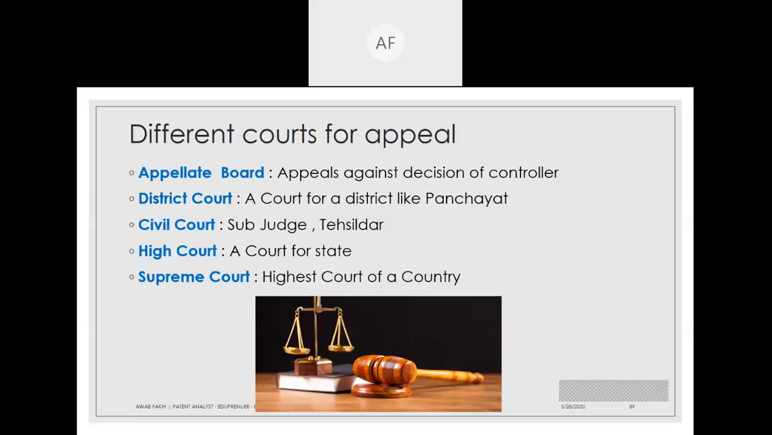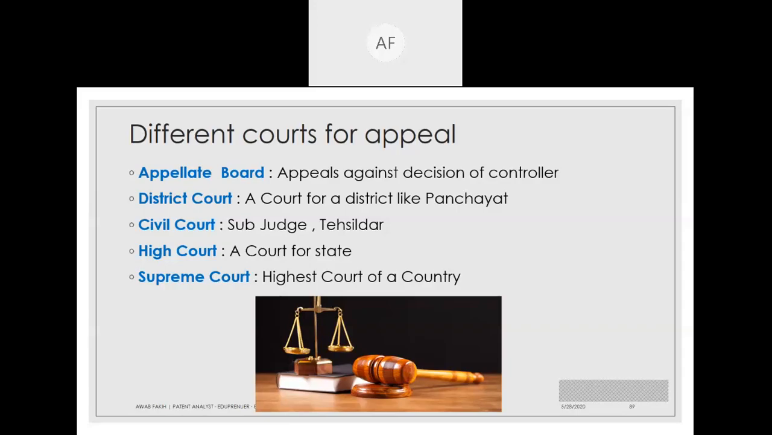Only certain sections should come to the appellate board, for example, Section 84, the section on compulsory licensing. In that case, we can go to the appellate board. Then, if you are not satisfied with the appellate board, you can move to the civil court or tehsildar or sub judge, where you can demand justice. And if you're still not satisfied, then you can move to the High Court. Basically, a High Court is the court of a particular state, like Delhi High Court, Mumbai High Court and so on. Every state has a different High Court, right? Matters related to the state can go to the High Court. So basically, in a state, the highest authority is the High Court judge.